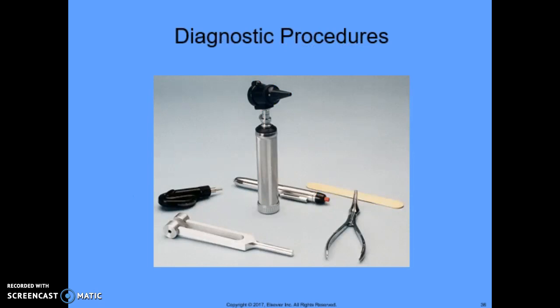Figure 13.9 shows instruments used in otoscopic testing, and a number of tests are used to assess the hearing acuity. And how many of these things can you name? In fact, why don't you send me a text or an email? Well, a text through Remind, of course, or an email, and let me know how many of those you can name.